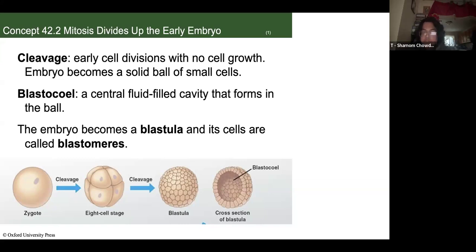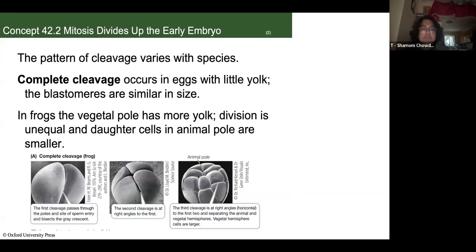So what is cleavage? Cleavage is what happens after a zygote is formed. It's when there are early cell divisions. There's no cell growth happening, but the cell starts to divide and become a small ball of small cells. Eventually it cleaves into a blastula. The embryo becomes a blastula, and the cells of a blastula are called blastomeres. A blastocoel is a fluid-filled cavity within the blastula itself.